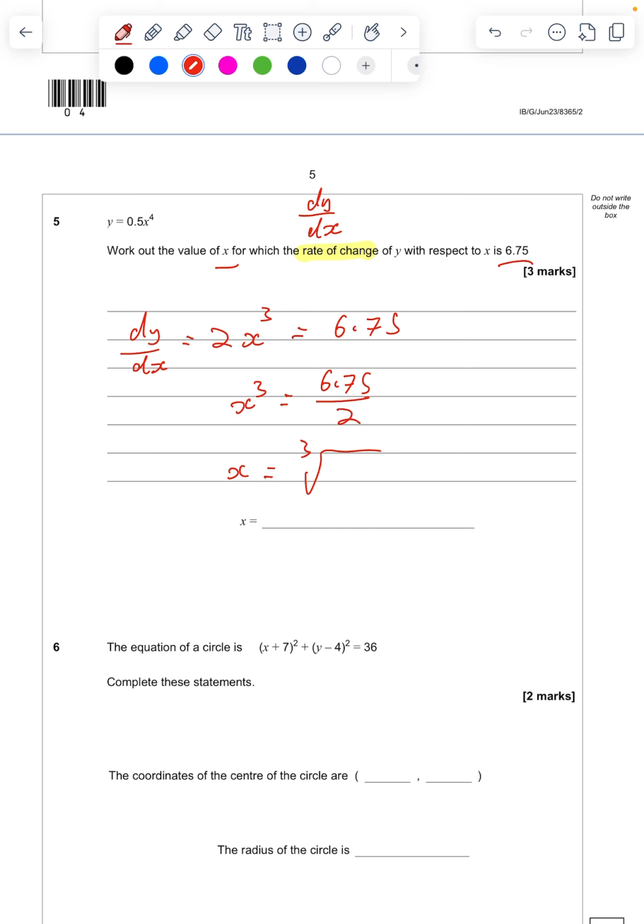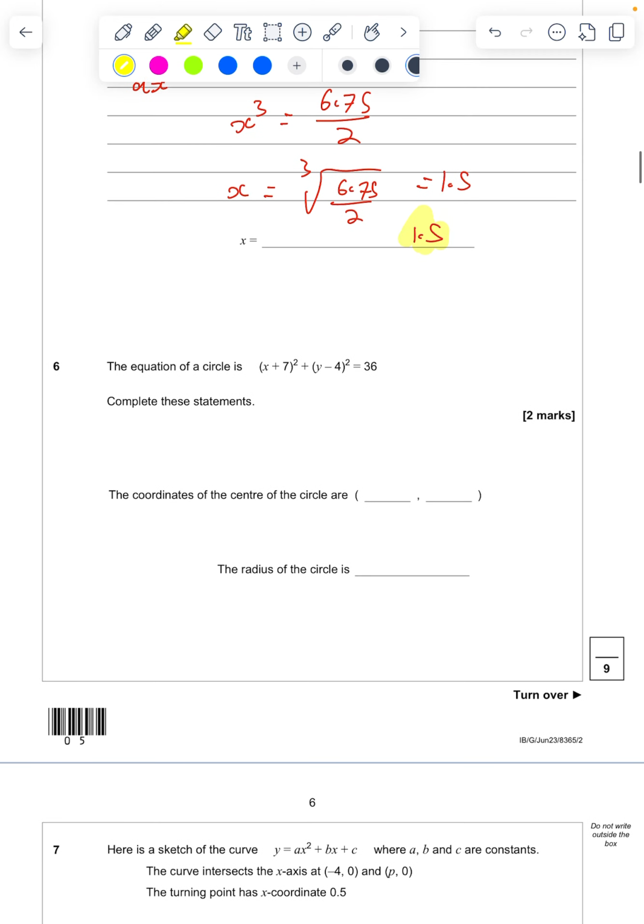Looking at the mark scheme, it is 1.5. Yeah, it is. There we go. So that's equal to 1.5 if you do 6.75 over 2, 1.5. Excellent. Good.